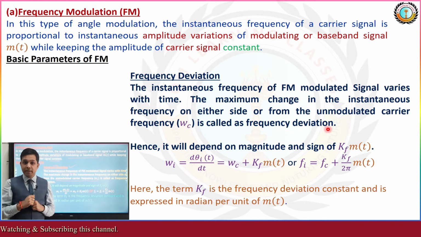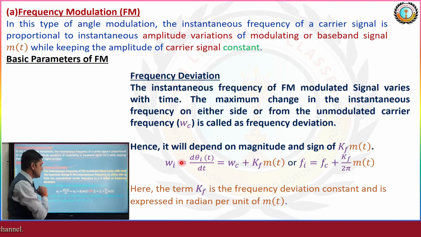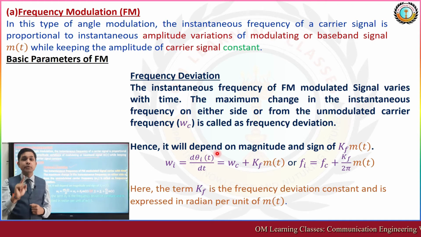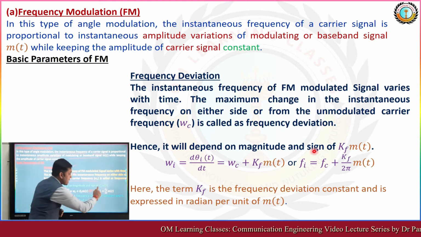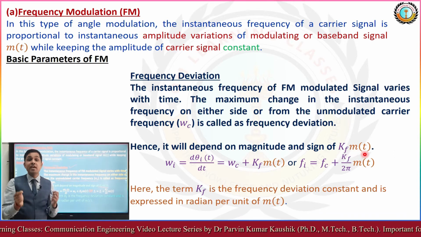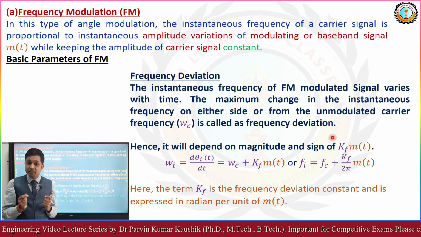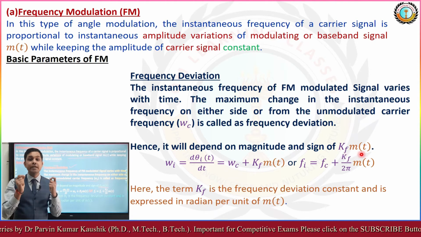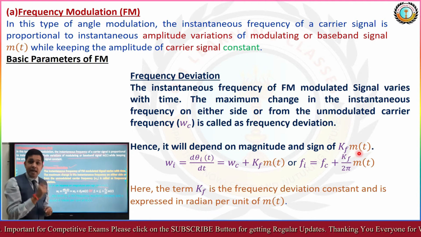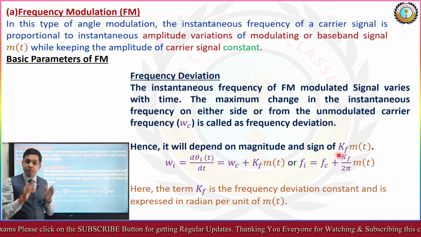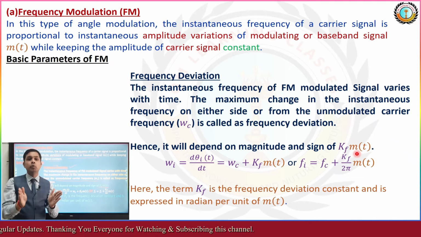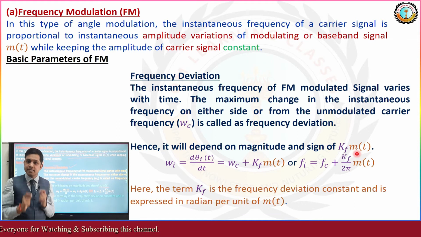As per the mathematical representation, the frequency deviation is defined by the magnitude and sign of kf m(t). We know what kf is: kf is the frequency sensitivity factor and m(t) is the modulating or baseband signal. As per their magnitude and sign, we have an increment as well as a decrement in our unmodulated carrier frequency, that is omega c.